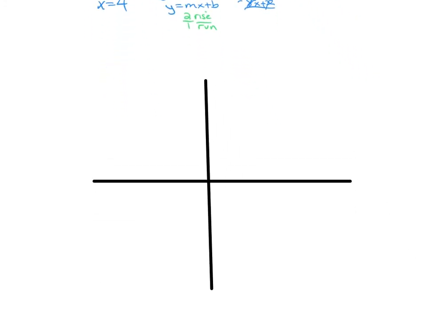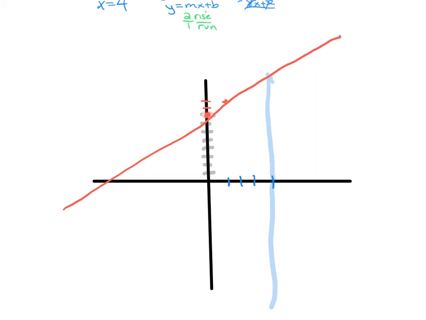So I could also put in my vertical asymptote. So 1, 2, 3, 4. My vertical asymptote is here. And then for my slant, 1, 2, 3, 4, 5, 6, 7, 8. I start at positive 8. It's my first point. From that point, I rise 2 and run 1. So my slant asymptote is the equation of that line, which is y equals 2x plus 8.